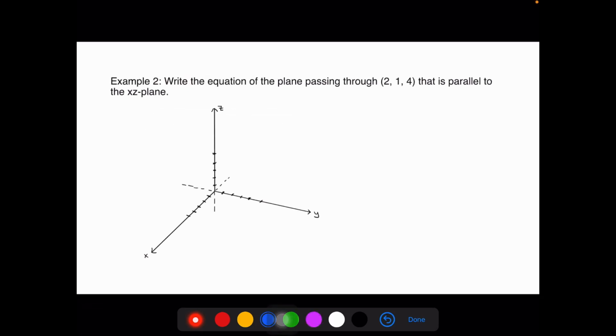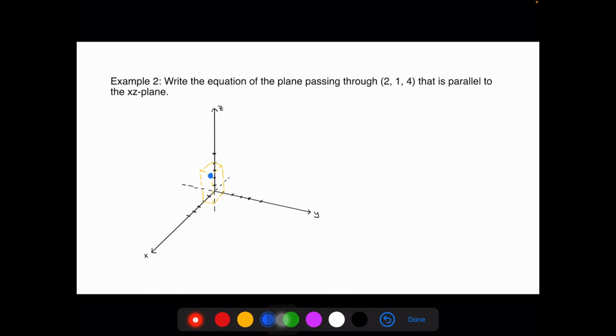Let's do another example. Let's try to write the equation of a plane. So a plane is like a two-dimensional version of a line. It's kind of like a piece of paper, something that goes on forever in both directions. So let's write the equation of a plane that passes through the point 2, 1, 4 that is parallel to the xz plane. So I'm going to start by thinking about where that point 2, 1, 4 is. So x is 2, y is 1, z is 4.